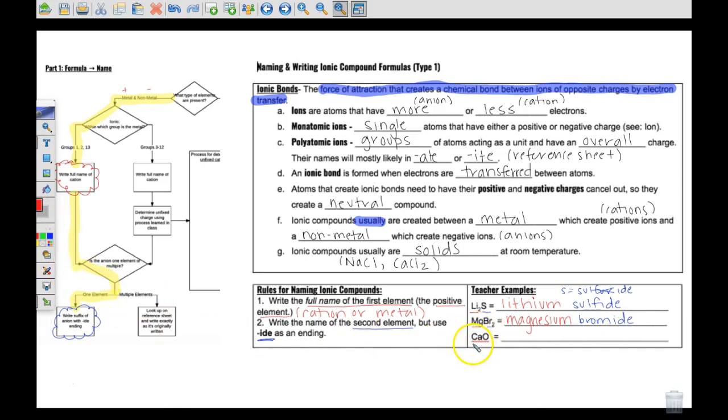This last one, I see that I have Ca as my first element. So I'm going to write the full name of the first element, which is calcium. And then O stands for oxygen, and oxygen is a unique element in terms of transferring it. We're actually going to take off this entire thing and add oxide. So oxygen as an anion is known as oxide and not oxygenide, which is a common mistake.